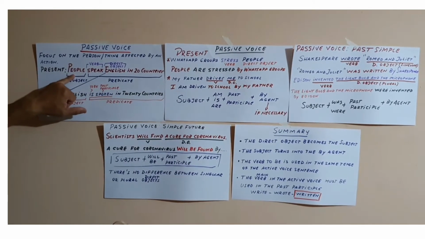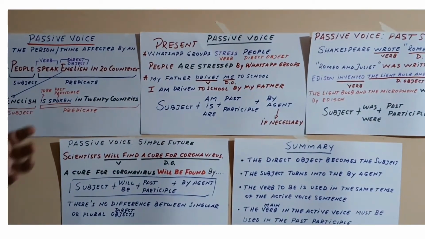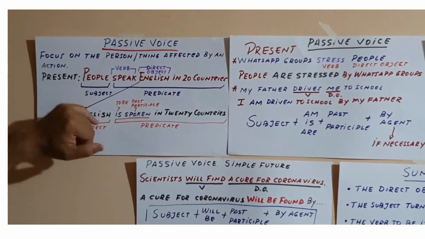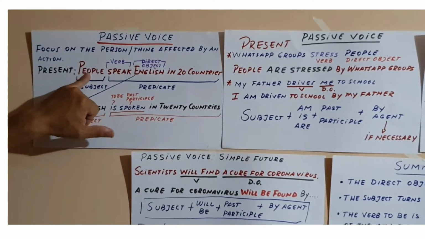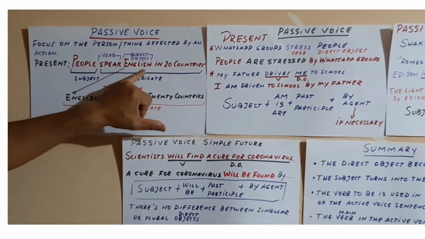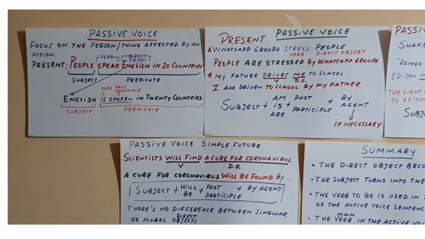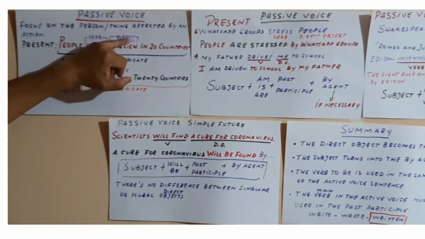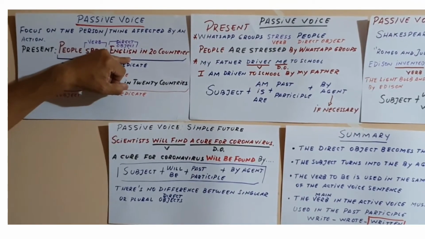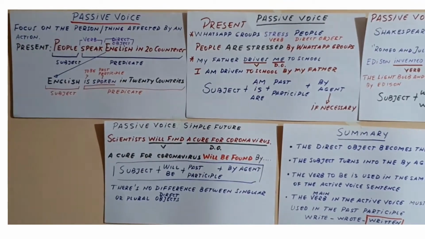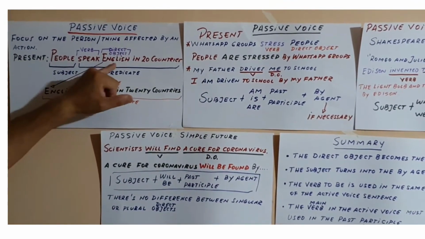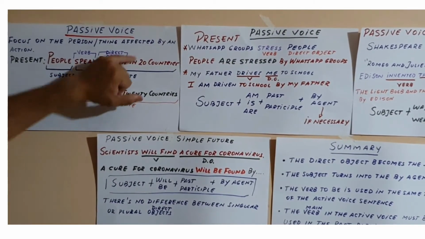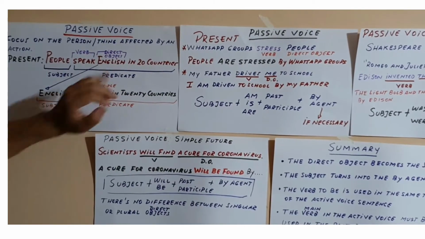As we usually did in high school, the sentence analysis in Spanish, los análisis de oraciones en español, por ejemplo, lo hacemos en inglés. People is the subject and speak English in 20 countries is the predicate. We have to identify the verb and the direct object. How do we recognize the direct object? ¿Cómo lo reconocemos al objeto directo? Asking with what. What do people speak? English. So this is the direct object.